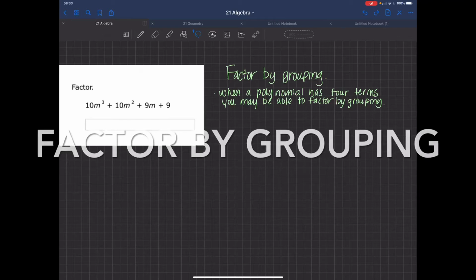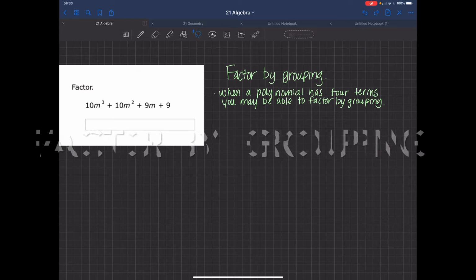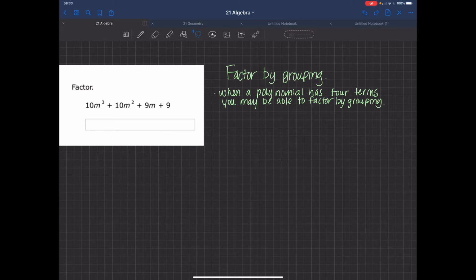Okay, good morning. We're going to look at factor by grouping. You can do this when a polynomial has 4 terms, like when we expand a quadratic, and you may be able to factor by grouping in this case. So when it's an expanded quadratic or a polynomial has 4 terms.